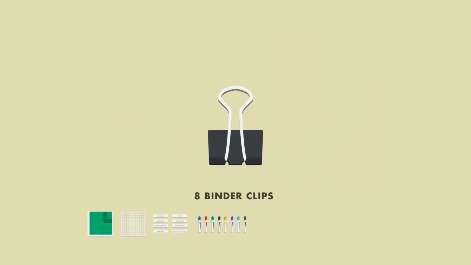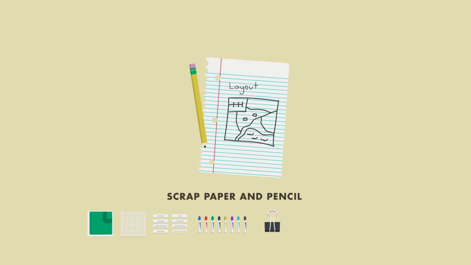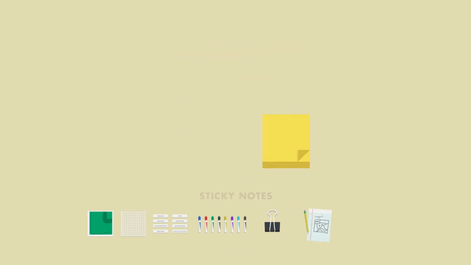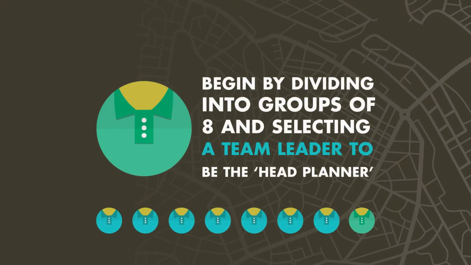8 binder clips to hold the layer sheets together. Scrap paper and pencil for brainstorming park ideas. Sticky notes and adhesive tape. Step 2. Park planning. Begin by dividing into groups of 8 and selecting a team leader to be the head planner.